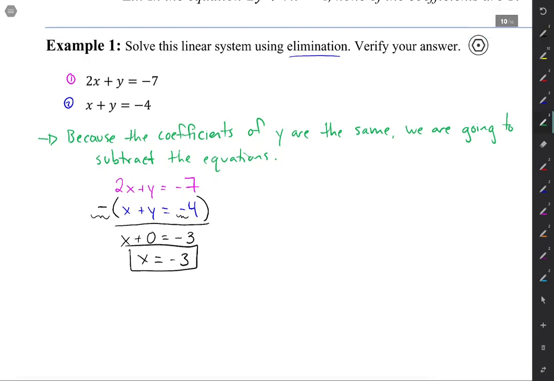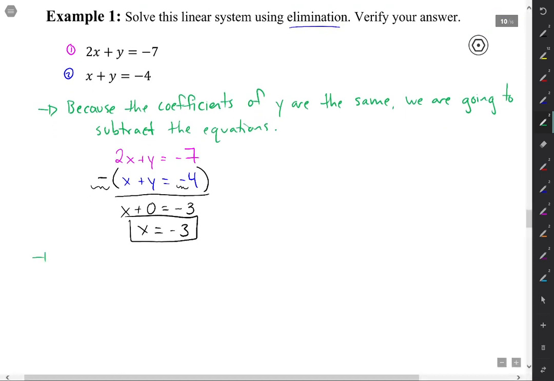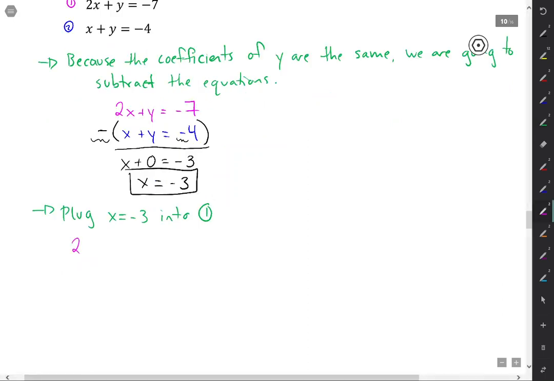So now what we're going to do is plug that x is equal to -3 into one of the equations. It doesn't matter which one you use. I'm just going to do equation number 1. So I'll plug x is equal to -3 into 1. Then we'll have 2x plus y is equal to -7. And then we are going to plug in that x is -3, and then plus y is equal to -7.